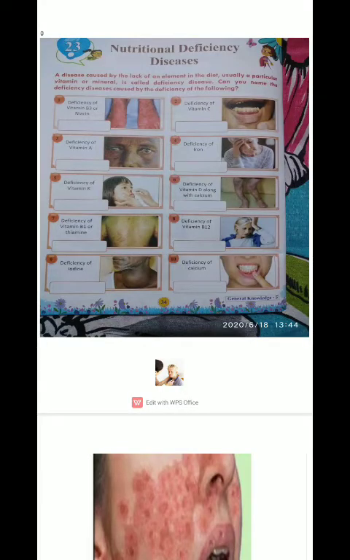Good morning children. Today in our GK class we are going to discuss nutritional deficiency diseases. First of all we should know what a nutritional deficiency disease is.